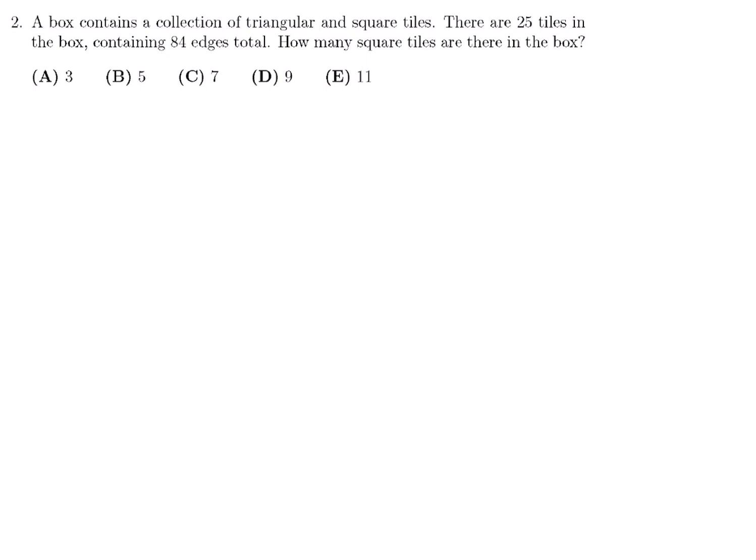A box contains a collection of triangular and square tiles. There are 25 tiles in the box containing 84 edges total. How many square tiles are in the box? We have 25 tiles, and some of them are triangles and some of them are squares. I'll let x be the number of squares, and 25 minus x, therefore, is the number of triangles.